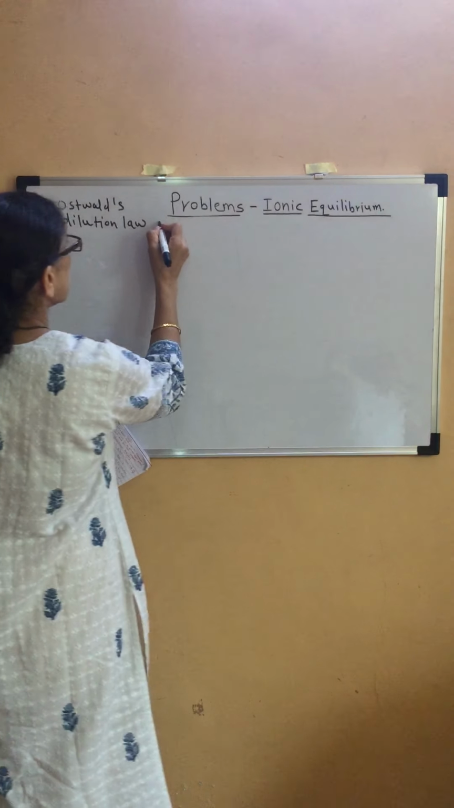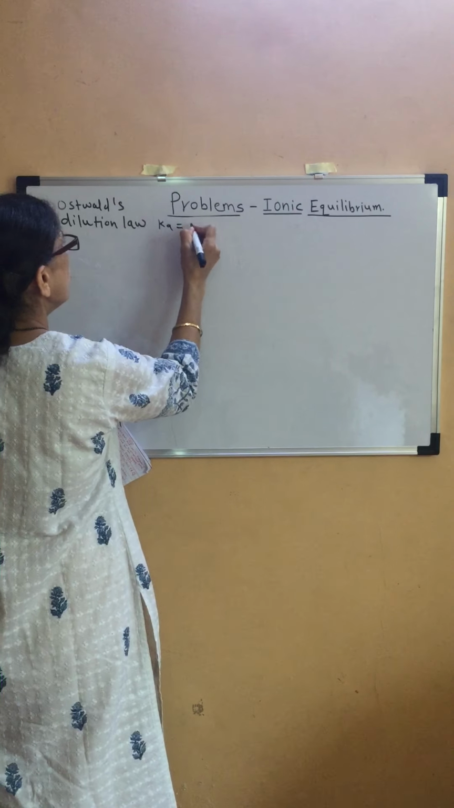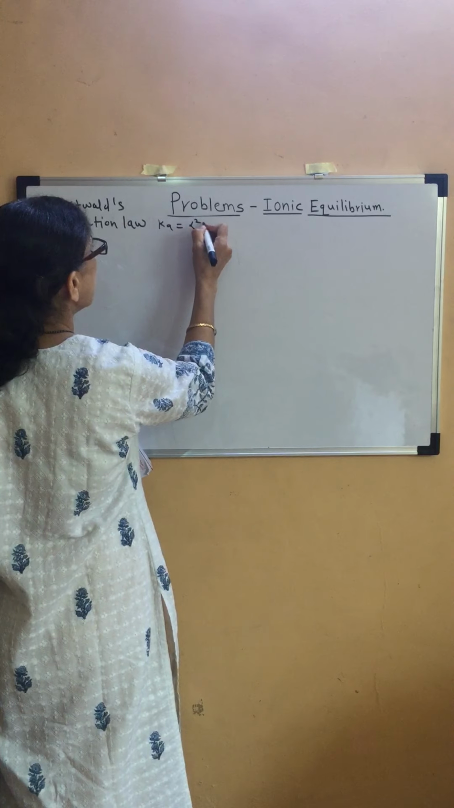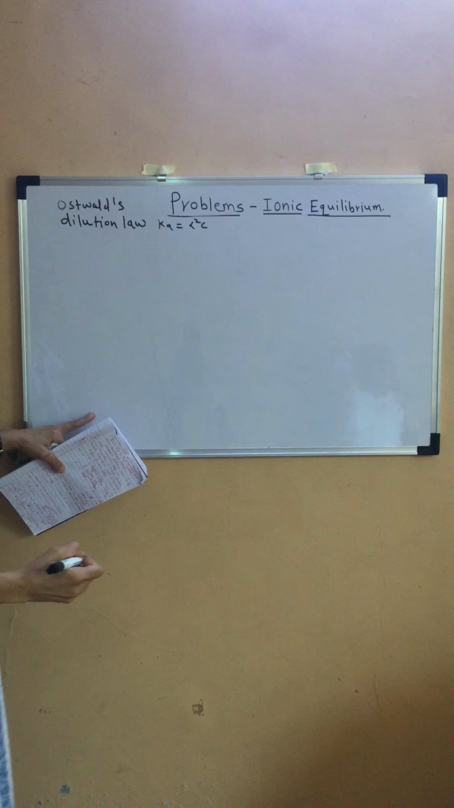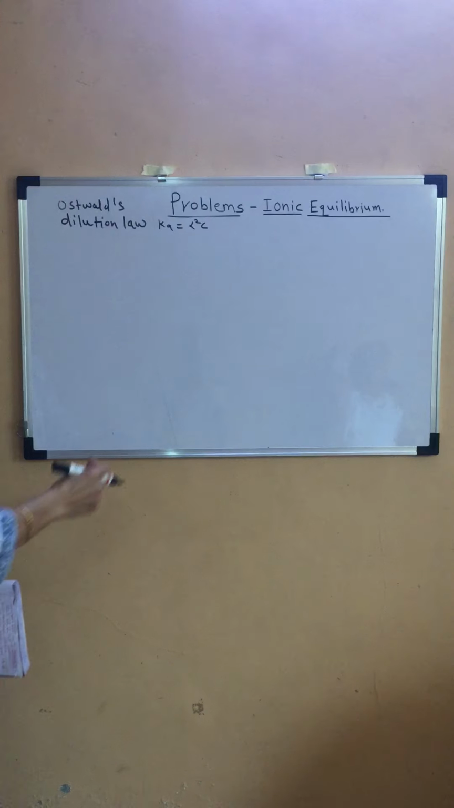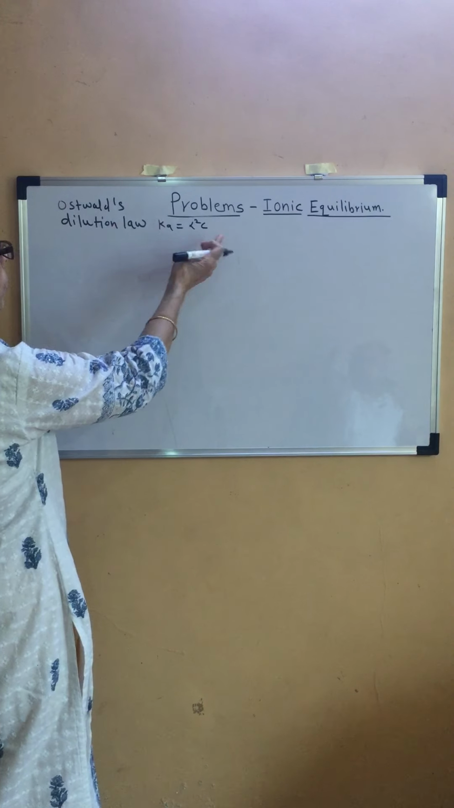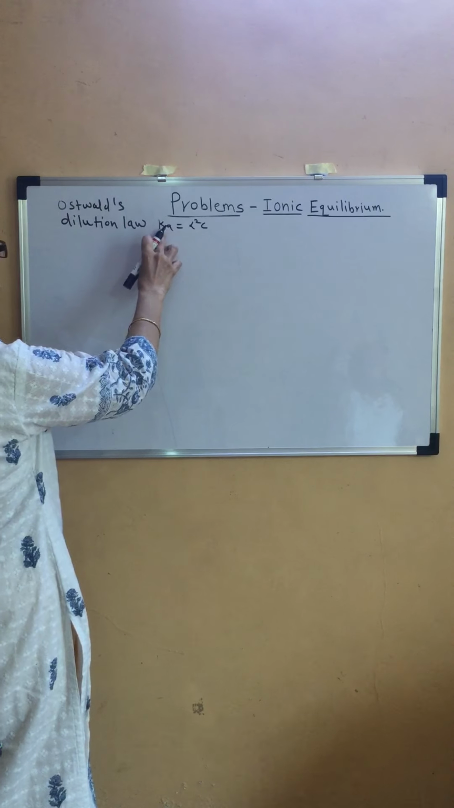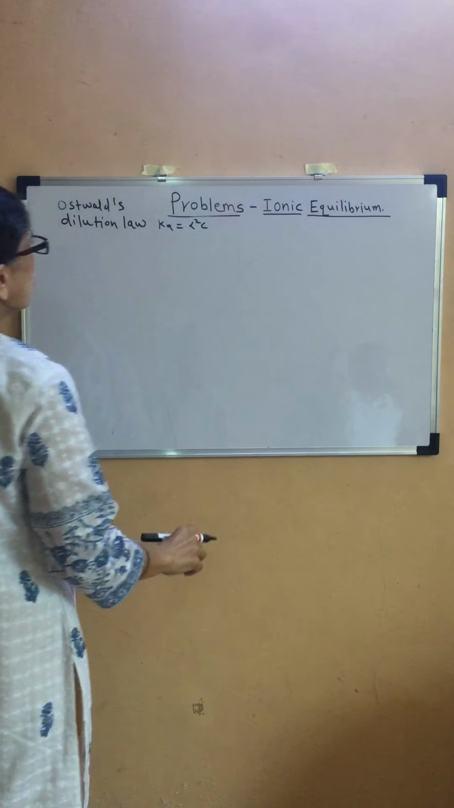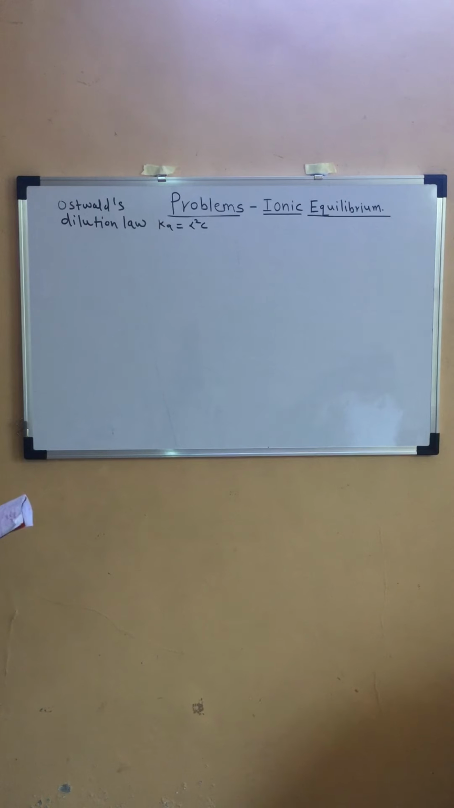So accordingly we have got the formula Ka is equal to alpha square C, isn't it? Based on this formula, in some problems Ka is to be calculated, alpha is given, C is given. In some problems alpha is to be calculated, Ka is given, C is given. Okay. So first problem we will solve.